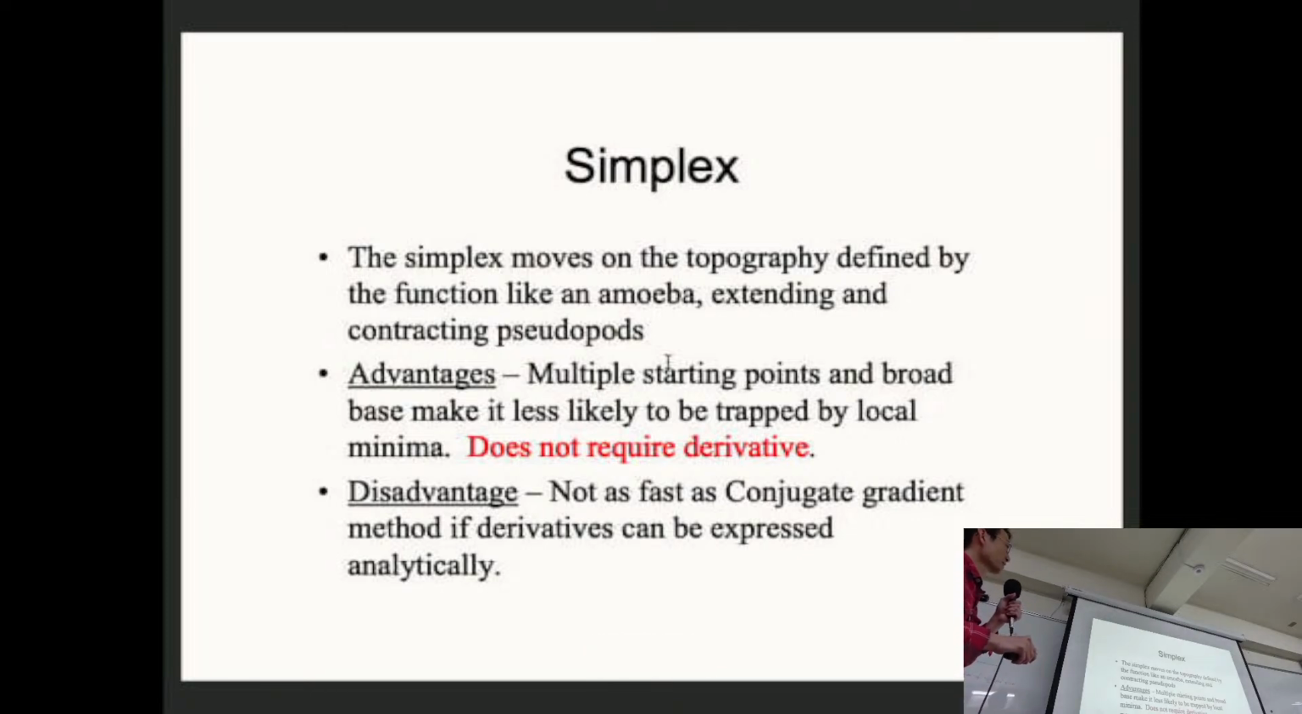So the simplex method, the minima context, includes something inside called the simplex. The simplex moves on the topography defined by the function, extending and constructing like a pseudopod. Okay. So as I said, it may be stuck in a local minimum, but that's not the global minimum. So what you really need to do is try different initial conditions. You can randomly start from different points, and then eventually find the minima, right?